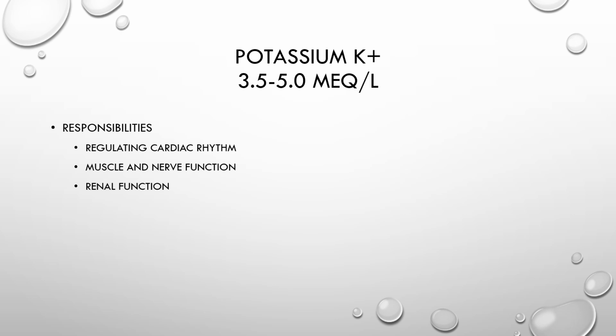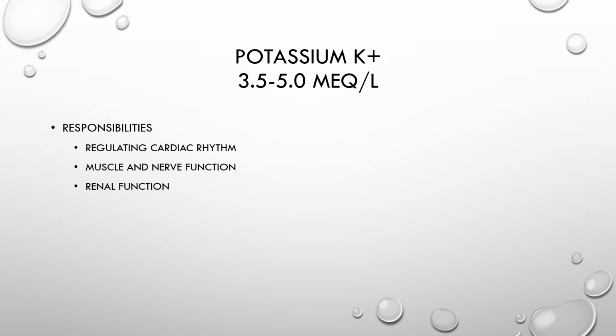In a peripheral IV, we do 10 milliequivalents an hour. In a central line, we can do 20 milliequivalents an hour. When we give potassium, we want to give it really slowly, and they should be on a cardiac monitor, because if we turn them into hyperkalemic, we can actually cause some dysrhythmias.